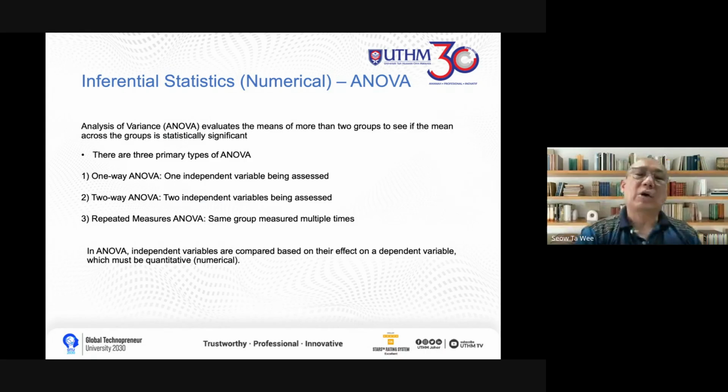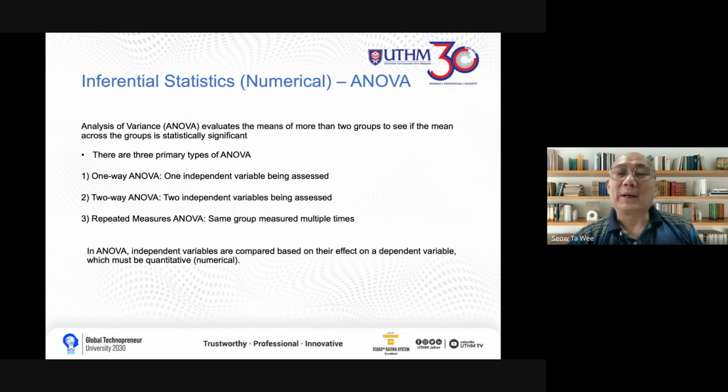So these are the three primary types of ANOVA. The first is the so-called one-way ANOVA, where one independent variable is being assessed. Two-way ANOVA has two independent variables being assessed. The third is repeated measures ANOVA, where the same group is measured multiple times.